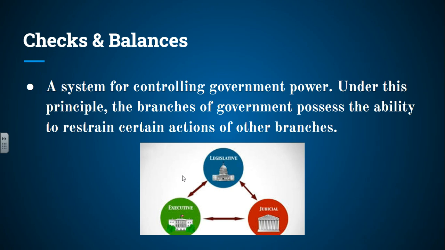Checks and balances. Here we go, number 5. A system for controlling government power. Under this principle, the branches of government possess the ability to restrain certain actions of other branches. Let's say that the legislative branch passes a bill through both the House and the Senate, but the president does not like the bill. They can veto it. That's a system of checks and balances. It's the idea that you can't give too much power to one branch, so it allows the other branches to check the power of the others. They all have some sort of check over the other two. Some of them have multiple checks, and we'll get into that list when we get there.